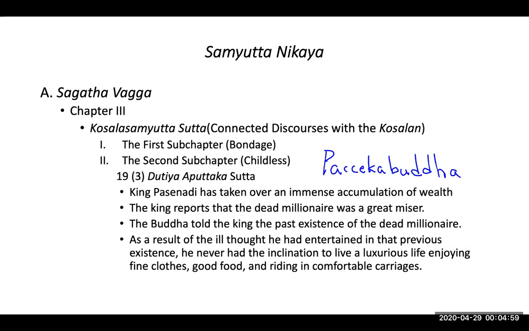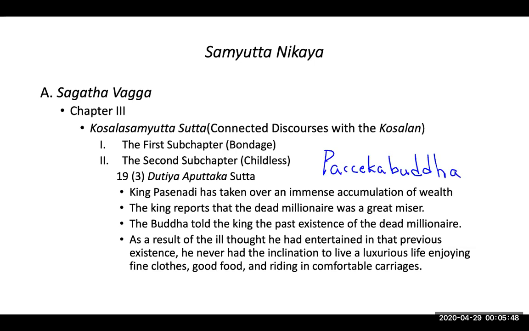So this multimillionaire thought that if he had given this delicious food to his servant rather than to the Pacheka Buddha, it might have been more profitable to his life. So that kind of a thought arose. Anyway, because of his good deed of allowing his family to make the offering to a Pacheka Buddha, he became reborn in the Deva world 7 times and became a millionaire 7 times in the human world.